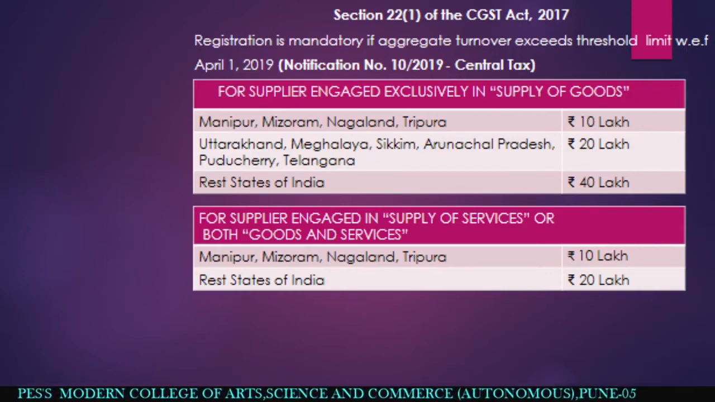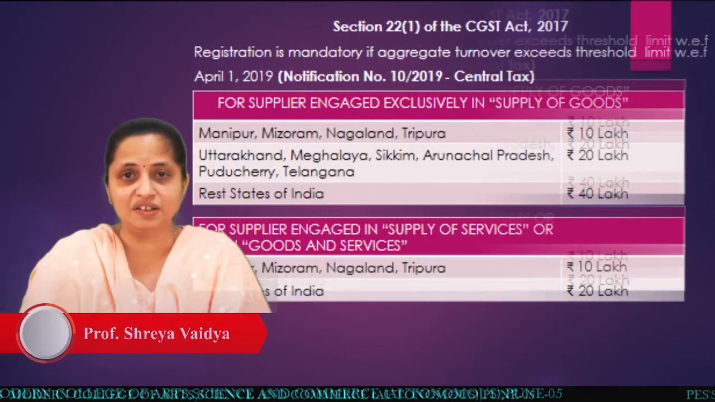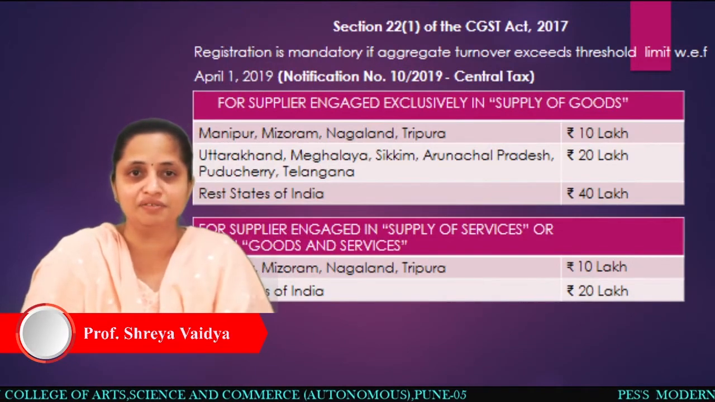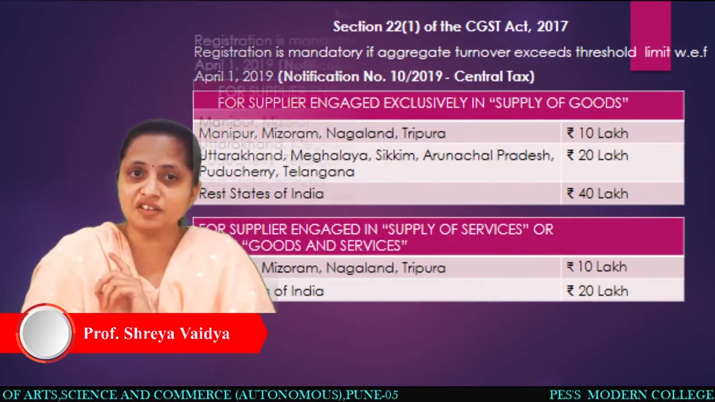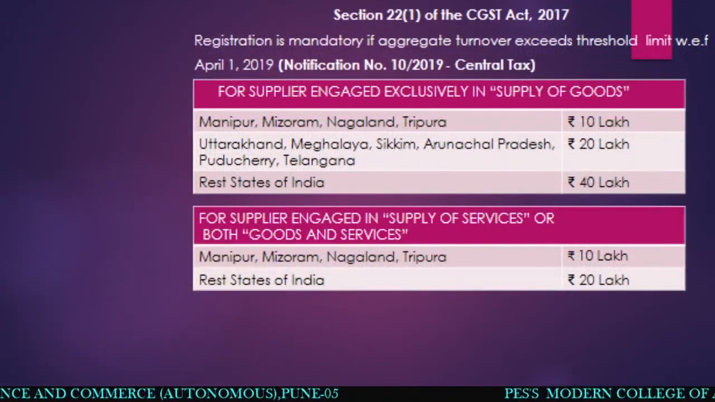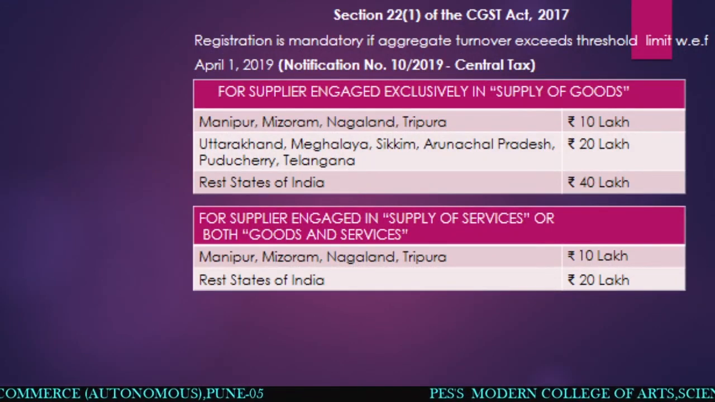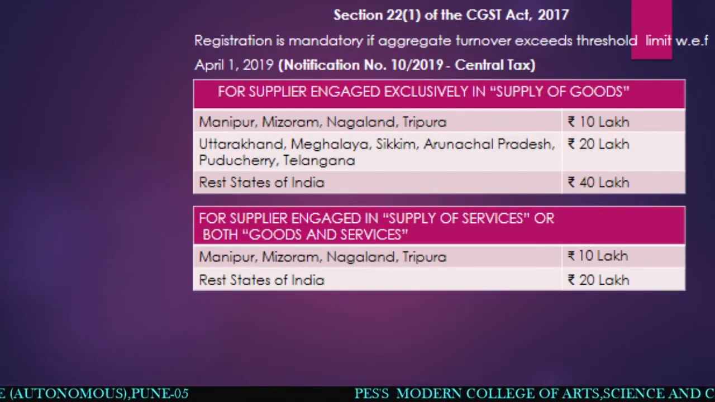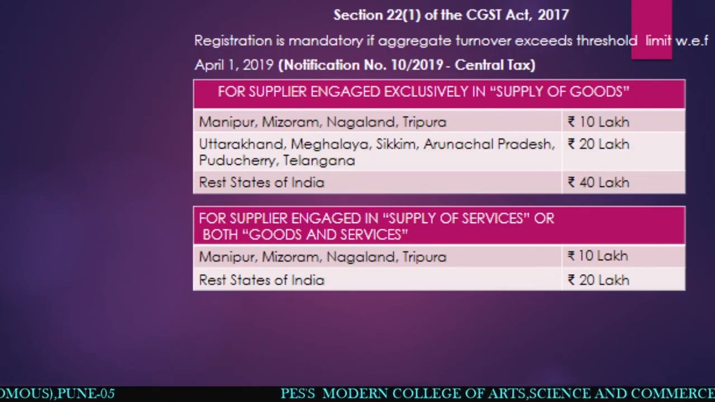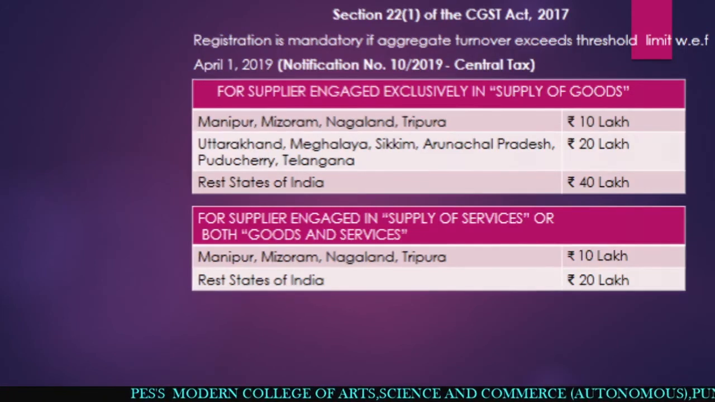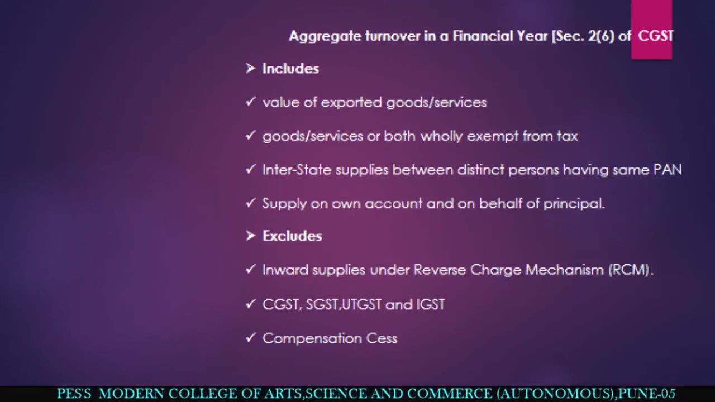For a supplier engaged in supply of services, or both goods and services, in the states of Manipur, Mizoram, Nagaland and Tripura, the aggregate turnover should exceed 10 lakhs, while for the rest of the states of India, it is 20 lakhs. Now, what is aggregate turnover?